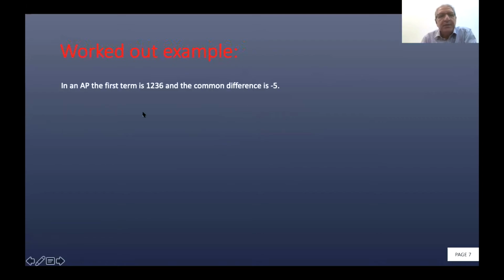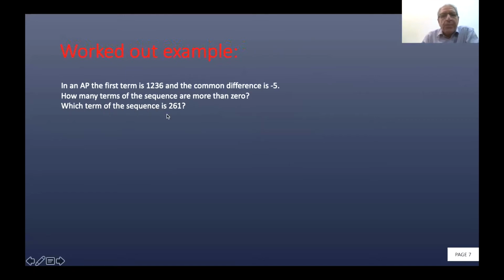Another example. In an AP, the first term is 1236, and the common difference is negative 5. Now, how many terms of the sequence are more than 0? Therefore, we want to know how many terms of the sequence are more than 0. Okay, this is one question. Let's see, is there any other question? Yeah, which term of the sequence is equal to 261?